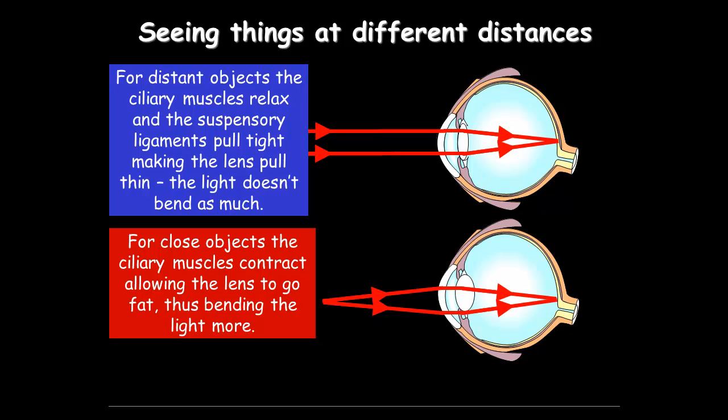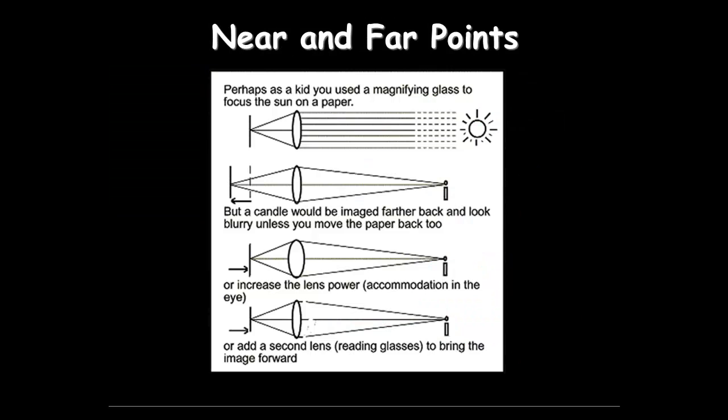Okay, so I'm just going to repeat this in a different context, and you can think about what we need to do to make adjustments to improve our sight sometimes. So thinking about this, if we have a magnifying glass, and a magnifying glass using the sunlight would be able to focus the light onto a piece of paper.